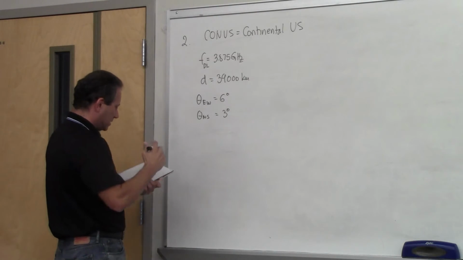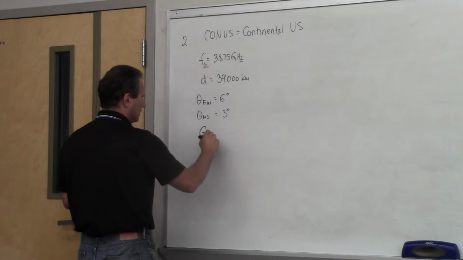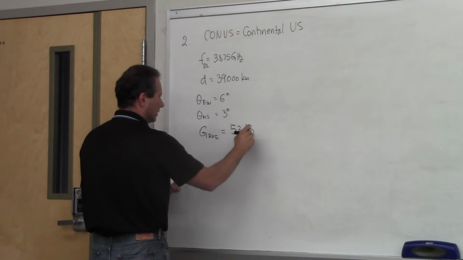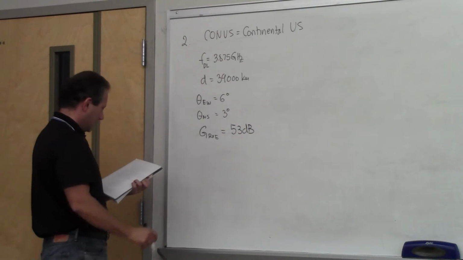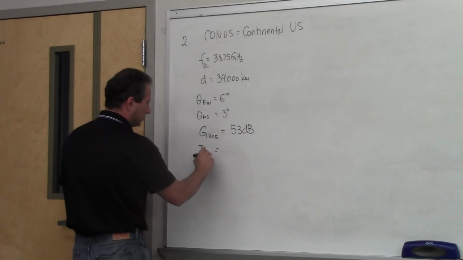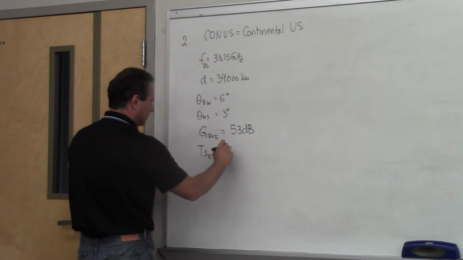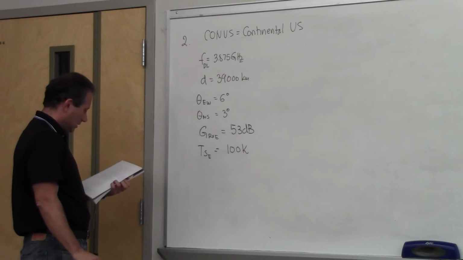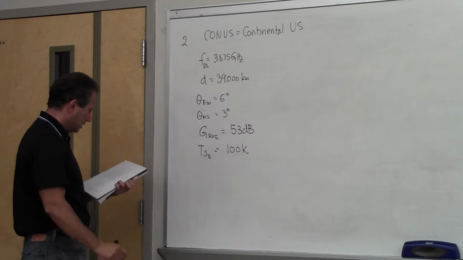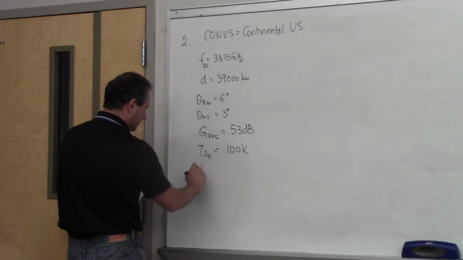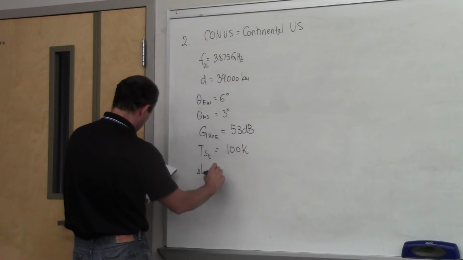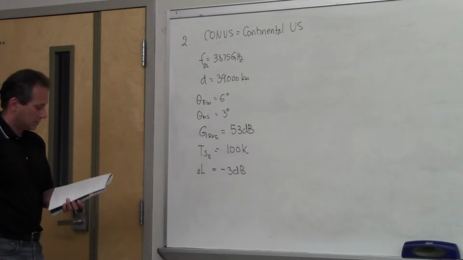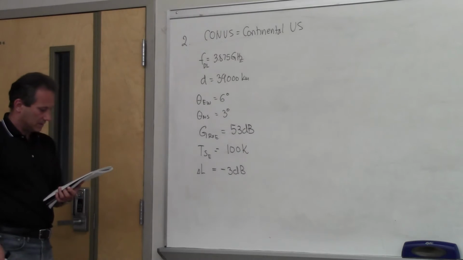The receiving Earth station has a 53 dB gain and a system temperature of 100 K. Delta L is minus 3 dB. So we are on a minus 3 dB contour relative to the main beam of the antenna.